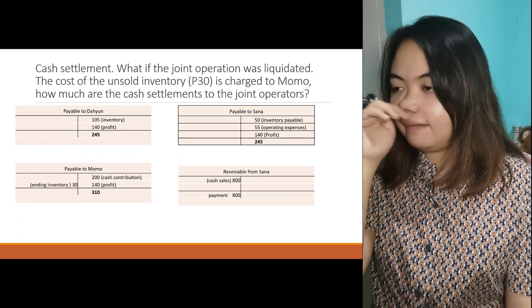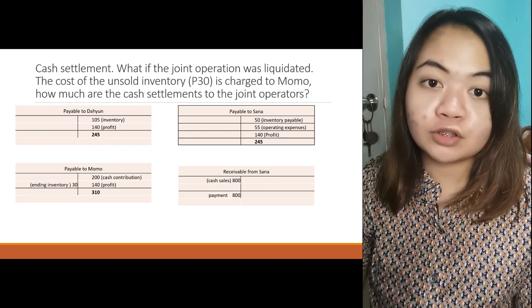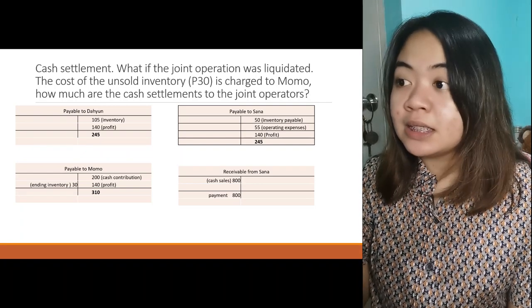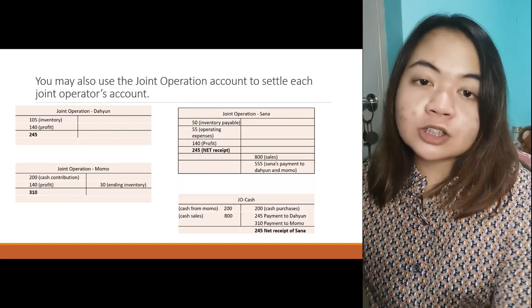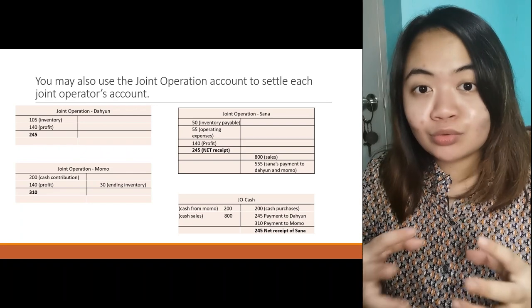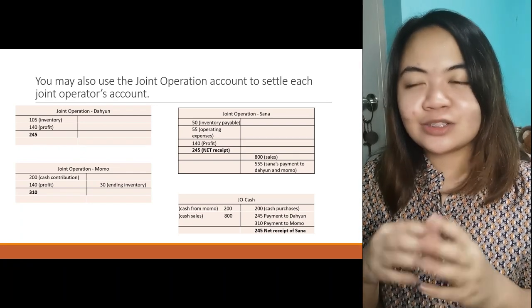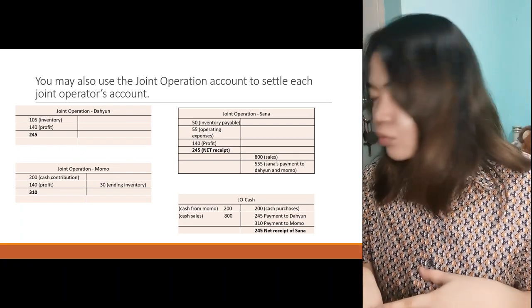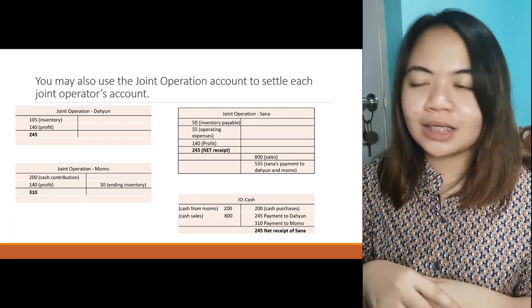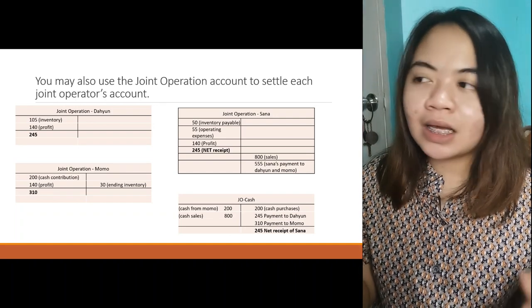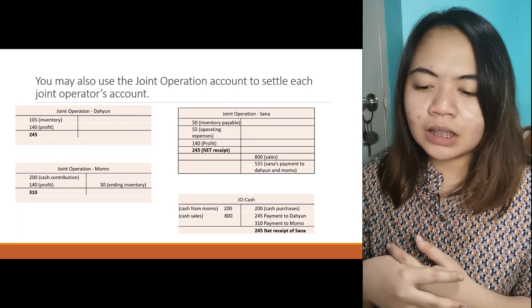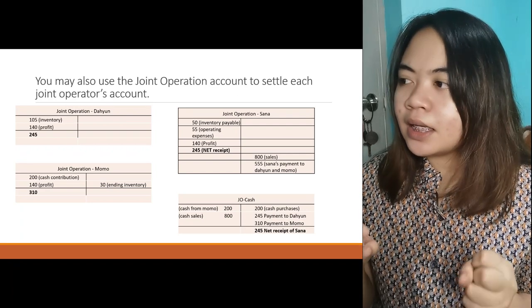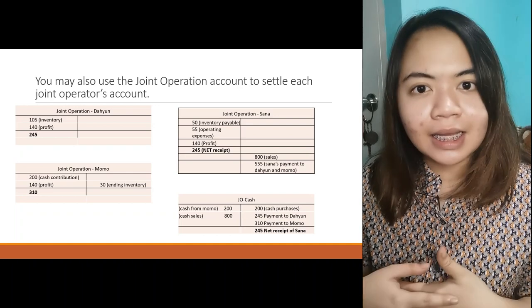Yeah, oo nga. 800 less 245 na dapat marireceive ni Sana, you'll get 555. Okay? Pwede naman na sa joint operations account na mismo yung ina-adjust. Okay? So, titingin ka lang sa books ni Dayon. Tumingin ka sa books ni Dayon, hanapin mo yung joint operations na tawag nini na related sa kanya.